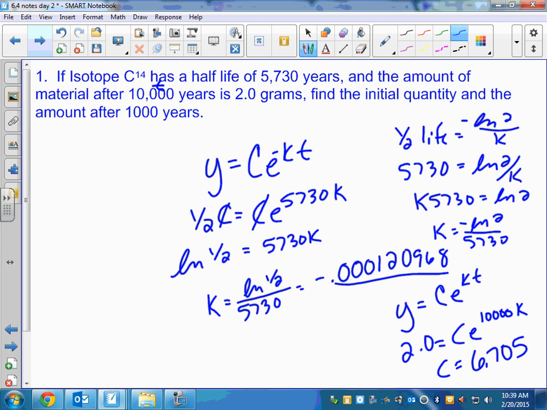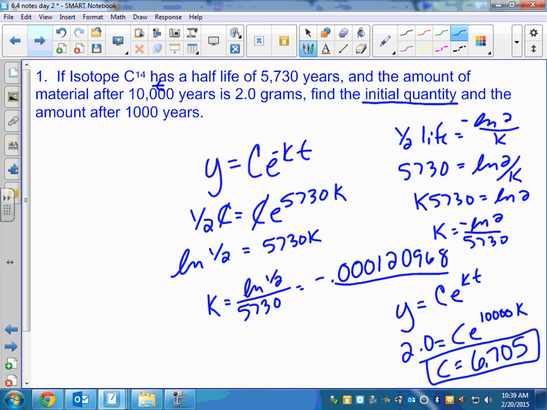And so then if you find C, then you can do anything that they ask you. And so then they ask you another question. So find the initial quantity. We did that. This k value, that's called our constant of proportionality. That's the math term of it. Really, it's the rate of decay. It's what rate it's getting smaller at.